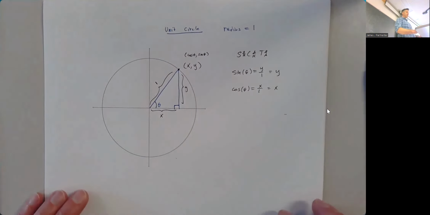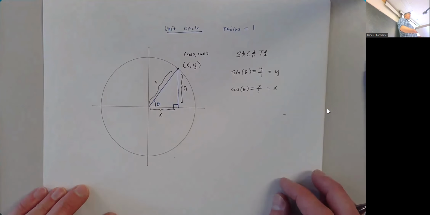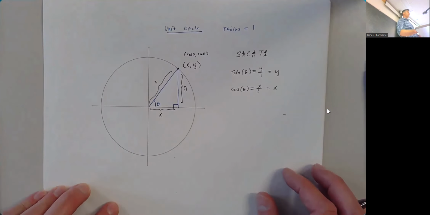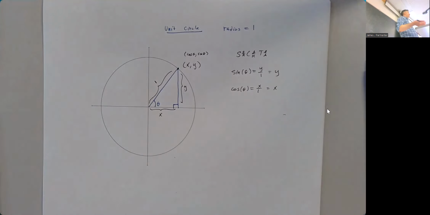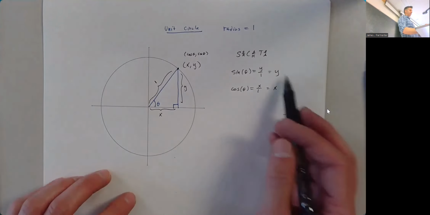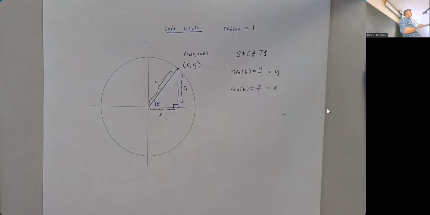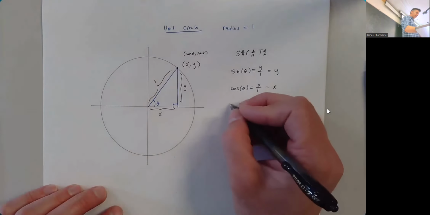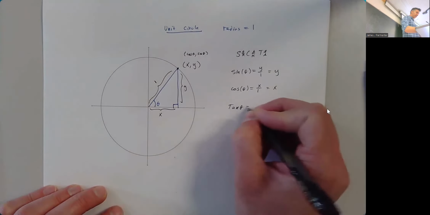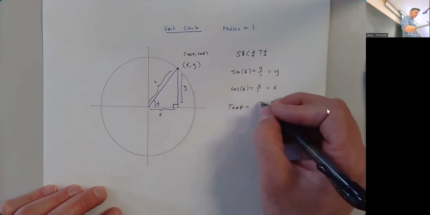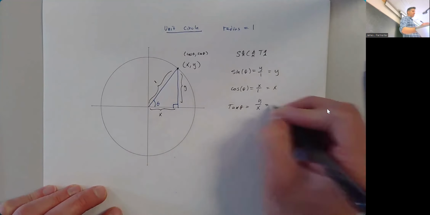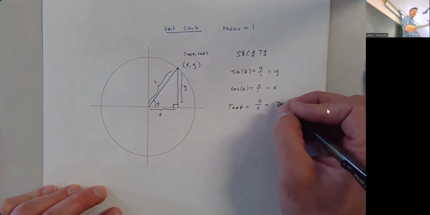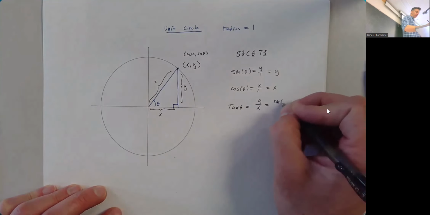And you might be asked to evaluate sine or cosine or tangent or cotangent or secant or cosecant of a number of different angles. So let's talk about how we define the rest of these trig functions, and then we'll talk about how you can evaluate them. So I'll point out that tangent of theta is the opposite over the adjacent, which is y over x, which is also noteworthily sine theta over cosine theta.